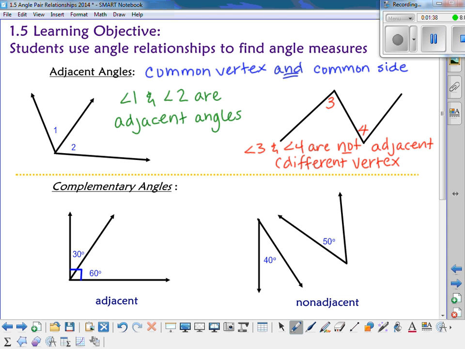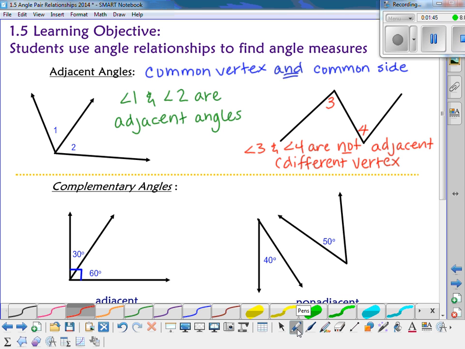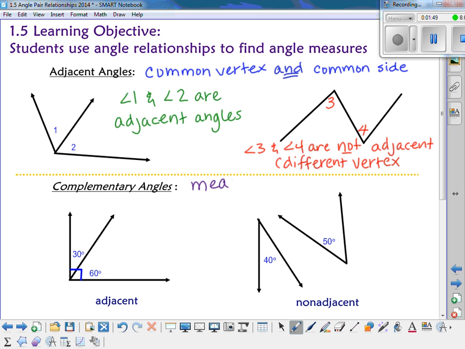Okay. Complementary angles can either be adjacent or non-adjacent. And what it means to be complementary is that the measures add up to 90 degrees. So on the left we have adjacent angles where they're sharing a side and a vertex. And then on the right we have non-adjacent angles, but they're still complementary because 40 plus 50 is equal to 90.